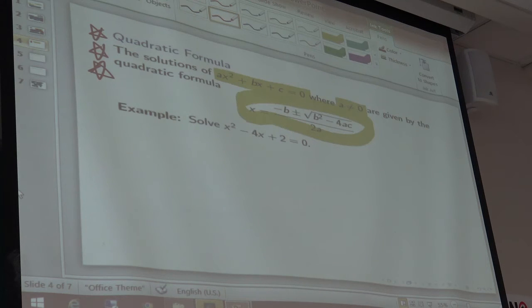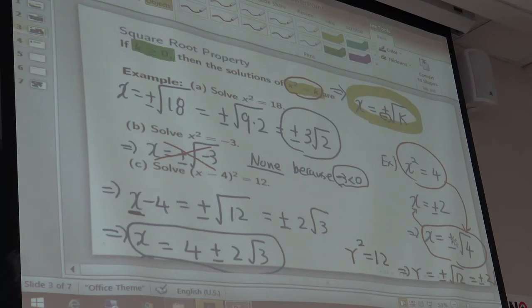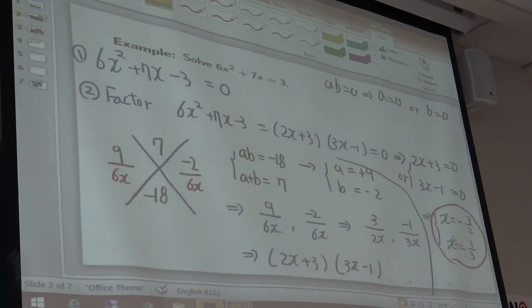And if it were x cubed, what would it be called? Cubic. Now you can use the quadratic formula everywhere if you like. Even for this case, to solve this, we can use the quadratic formula. We'll apply that.